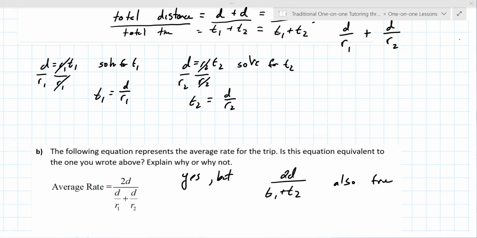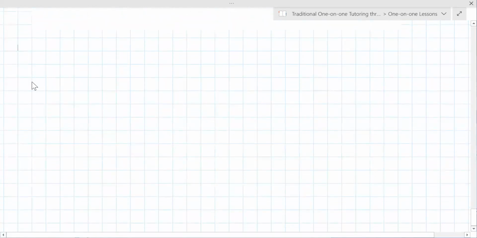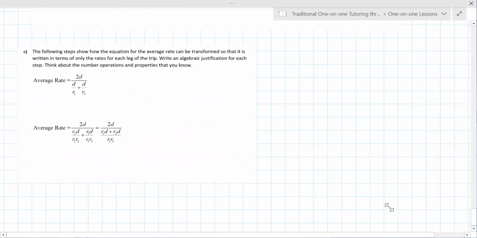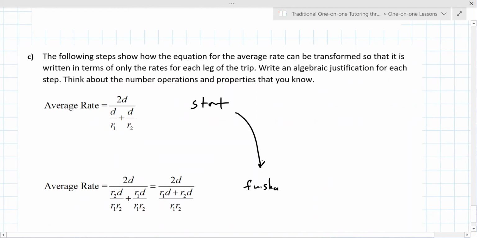The next one here is we have to write an algebraic justification for each step. It's not too bad, but let me try to show you here. They're basically saying this is where you started, and this is where you finished, and they want to know, what did you do to go from one to the other?